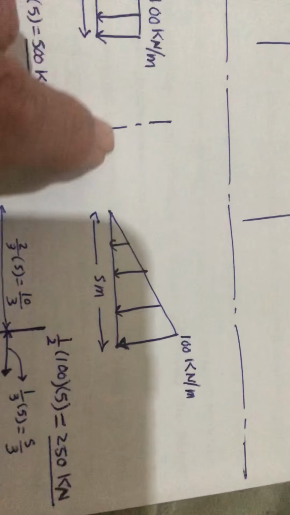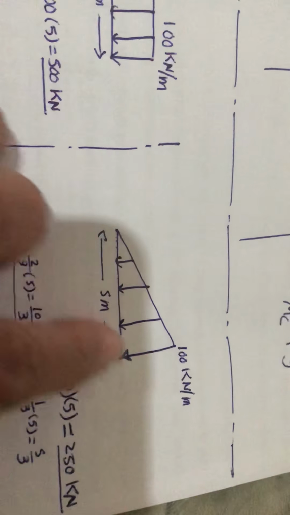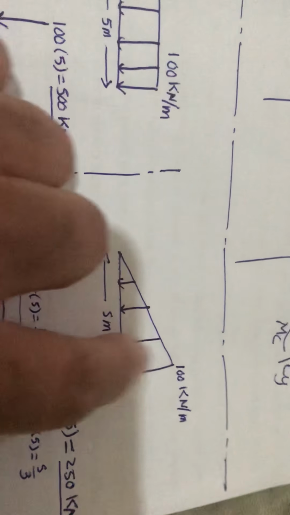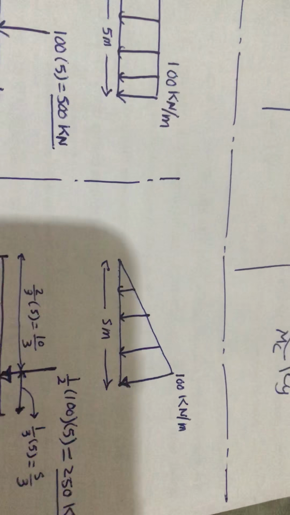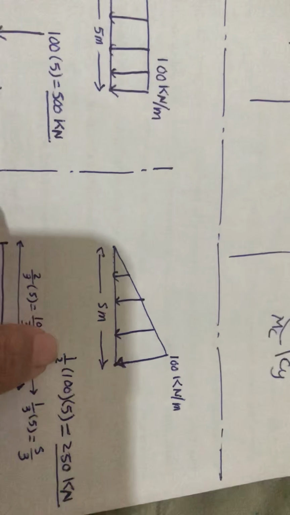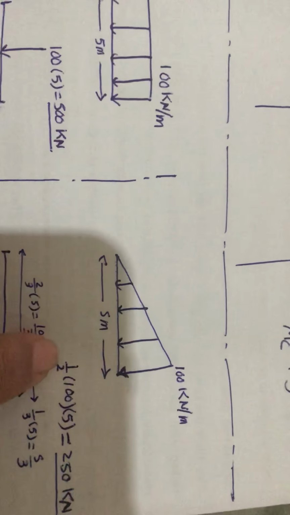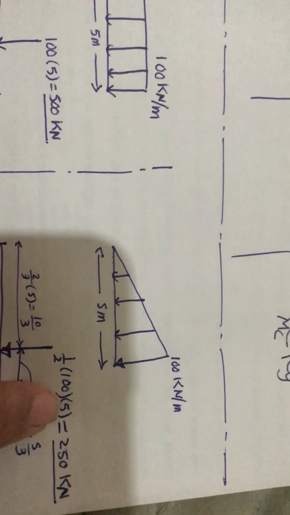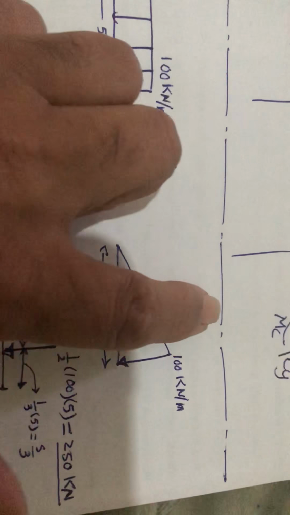If you have a triangle loading like this, 100 kilonewton per meter and 5 meters, the way we do it is by applying the method: 1/2 times 100 times 5, that's 1/2 times 100, 50 times 5, 250. So the loading is 250.